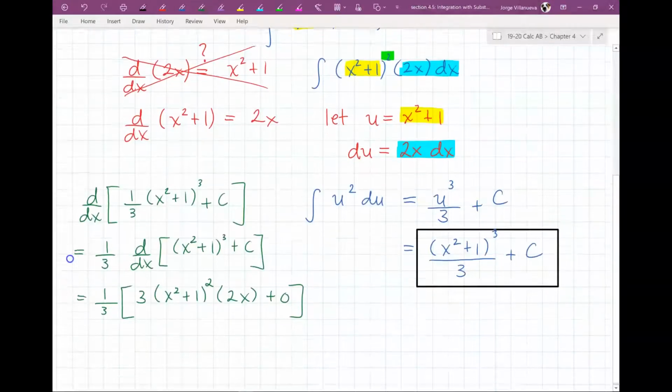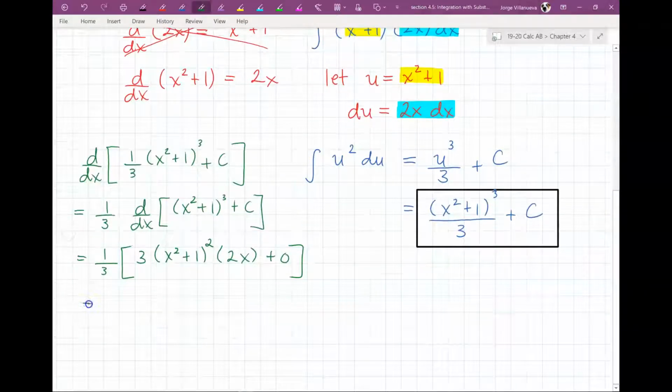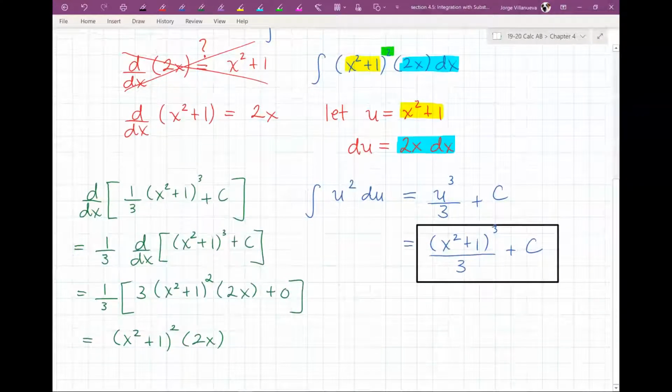Now, if I distribute the 1/3 back in, this is my answer: (x squared plus 1) squared times 2x, which is exactly what we started with, right? We started off with (x squared plus 1) squared times 2x. So again, you can check your answers for your integrals by taking derivatives and checking to see if they come back to the original value in the integral.